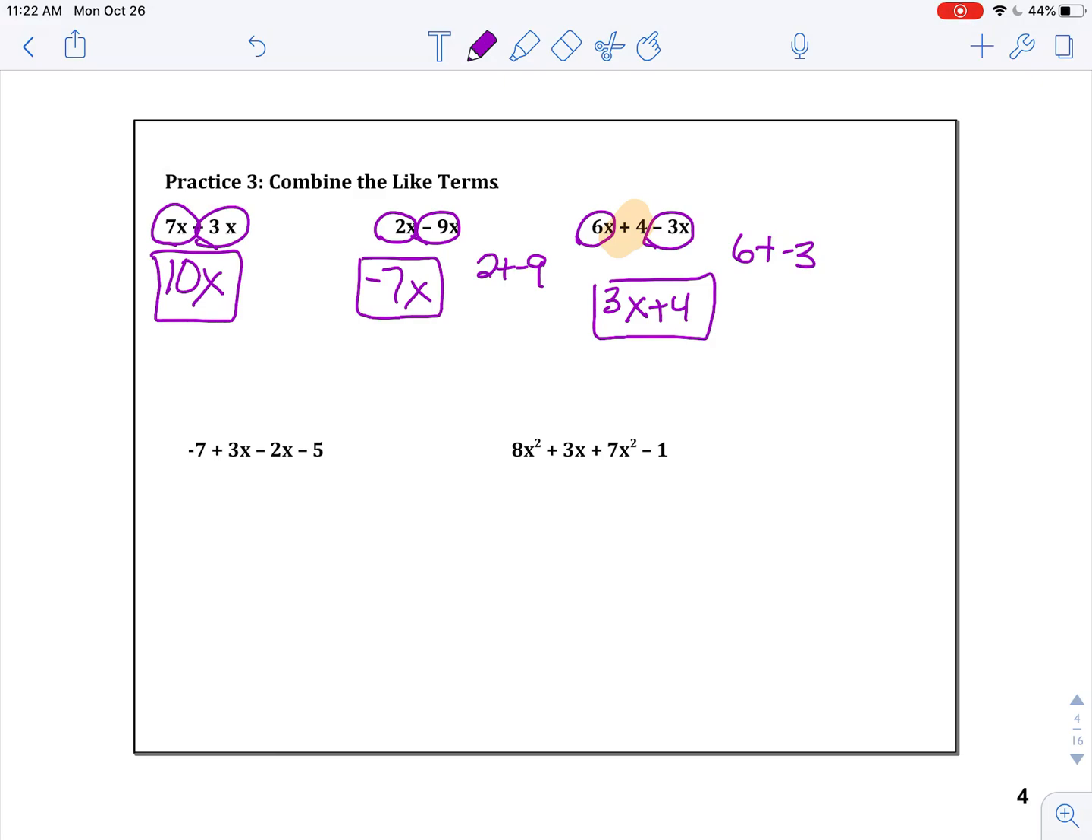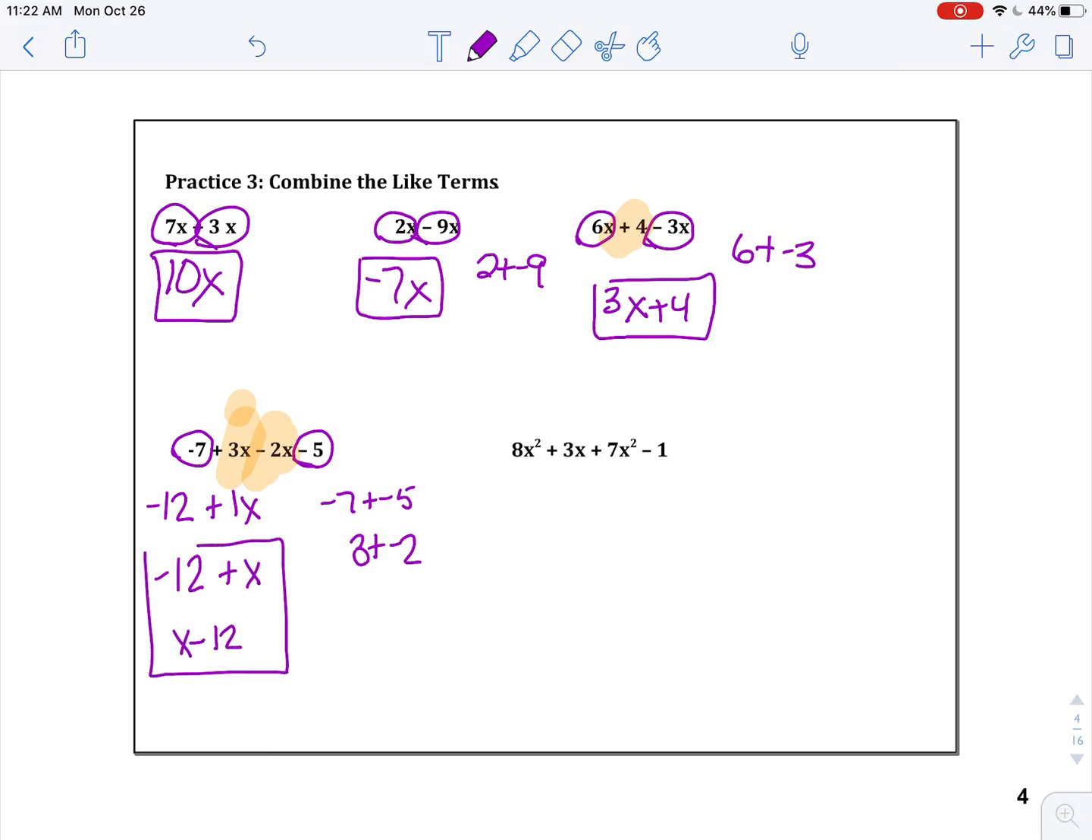Negative 7 plus 3x minus 2x minus 5. So we got negative 7 and negative 5 are like terms. So that's going to give me negative 12. And then 3x and negative 2x are like terms. So 3 plus negative 2, that gives me 1x. So these are the two ways that you would most likely see that answer.